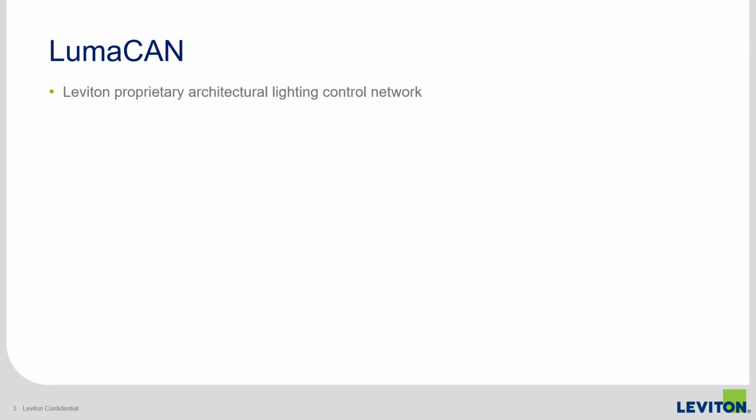So first, what is LumaCAN? It's a proprietary architectural control network that is unique to Leviton. Proprietary means Leviton's the only company that's using this. We invented it, we have it trademarked, we have patents on it. It's not something that just anybody can implement, although we would absolutely consider licensing it to somebody.